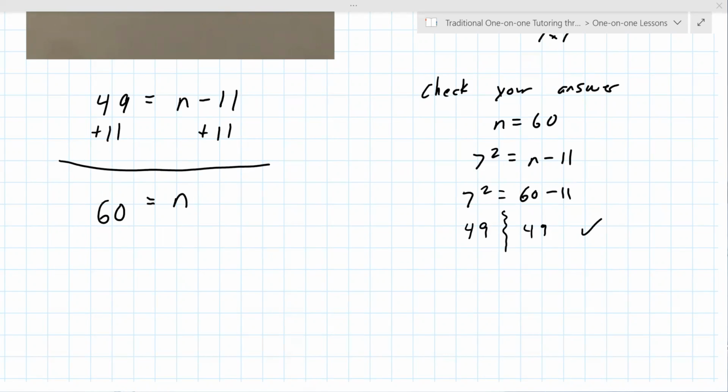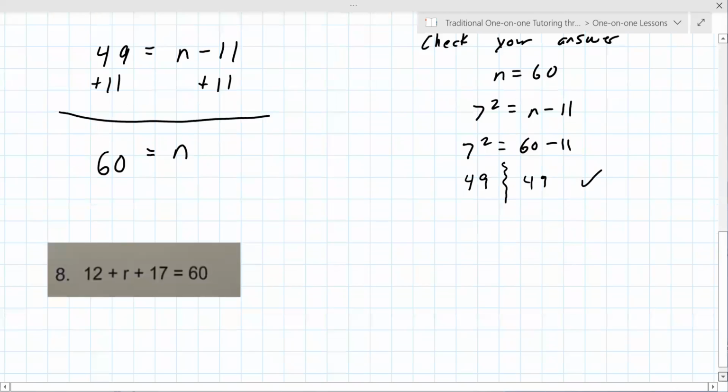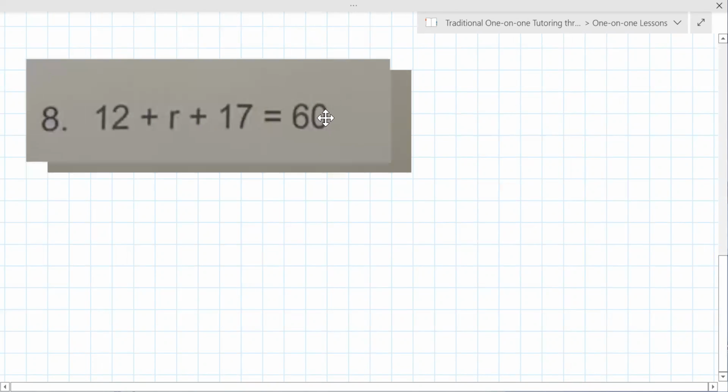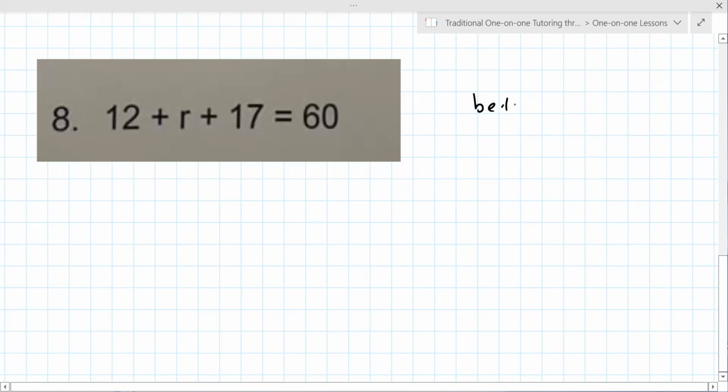Okay, so let's look at number 8 next. This is somewhat new, so that's why I want to get into this. Before you solve, there are some things you have to do. We kind of did that in the last problem, but before you solve, you have to simplify if possible. The word simplify could mean a lot of things. In this problem, it means to combine like terms.